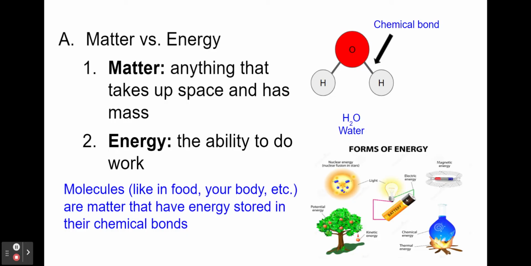So if you look at our water molecule, those chemical bonds that are indicated connecting the oxygen to the two hydrogens, those are not physical objects. That is a way of representing the energy that is used to hold those two atoms together. That's chemical energy stored in the bonds of a molecule.